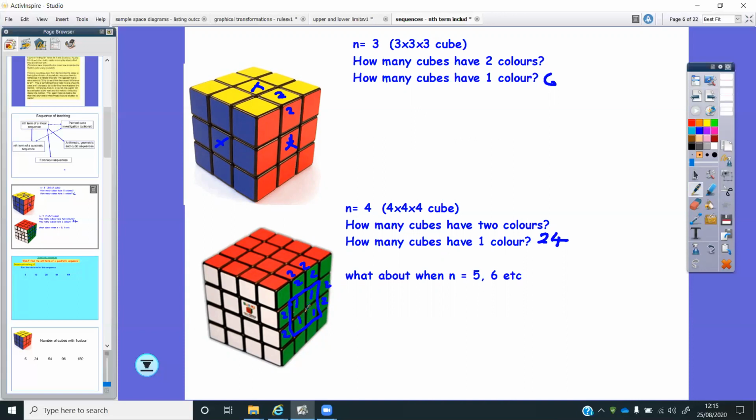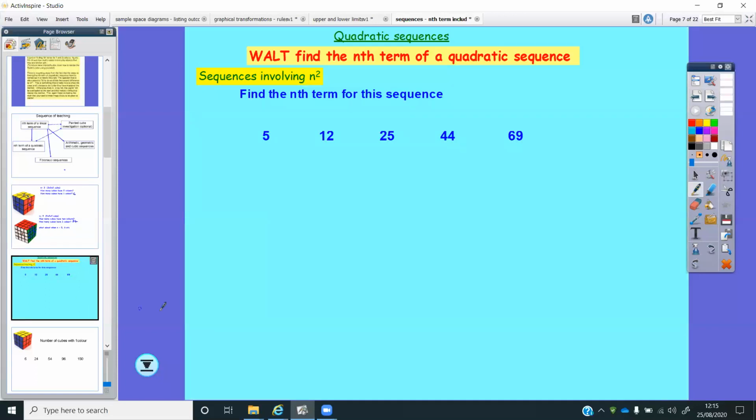you have to tweak this. You have to approach the sequence in a slightly different way. So I wouldn't use this one as your first example. You might do it later on in the lesson once they've mastered it, so they can see, actually, we need to adapt the way we approach using this method. So we're still using the method of differences here for n squared.